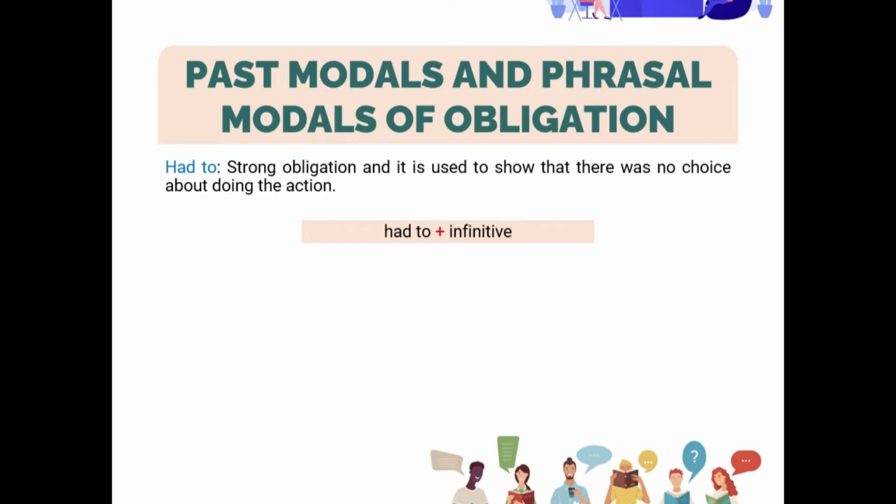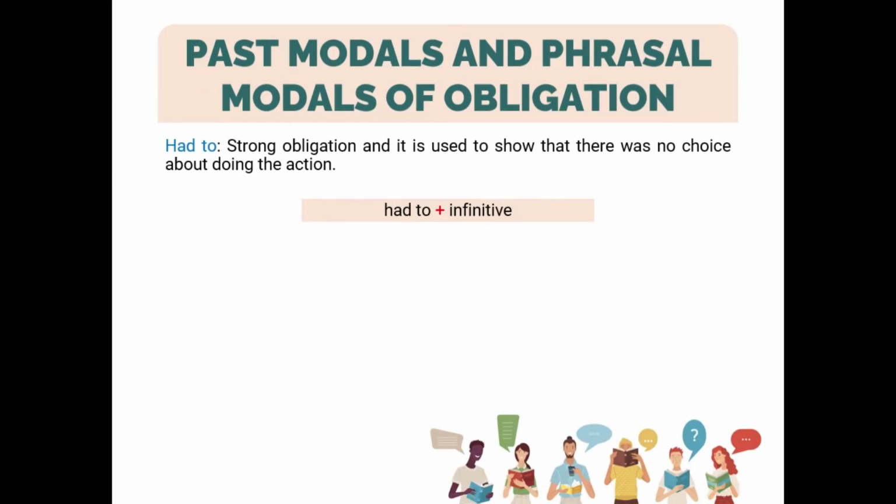Now have to, which is for strong obligation, and it is used to show that there was no choice about doing the action. And it is also structured with have to plus an infinitive. For example, number 1, I had to go to school on Saturday. Number 2, my parents had to sell our beach house.